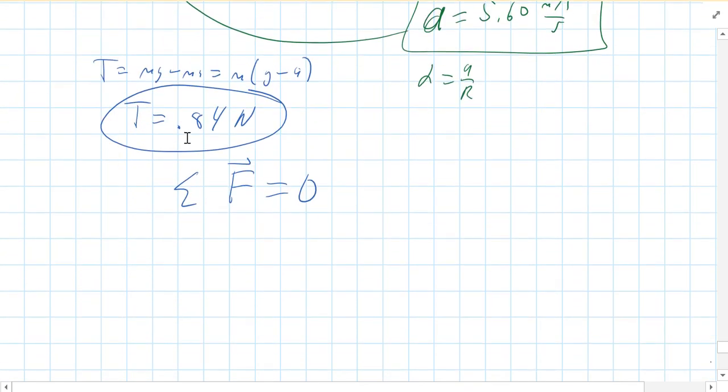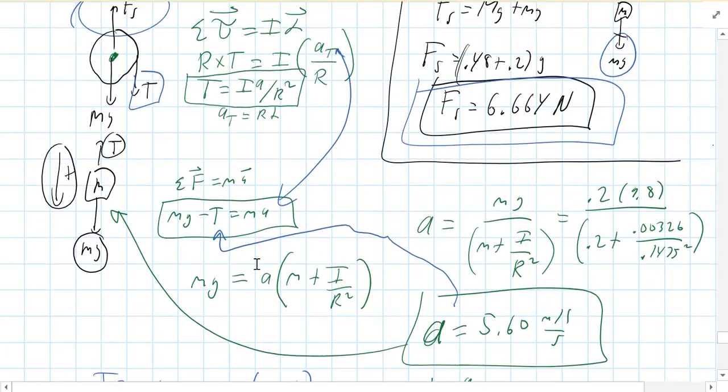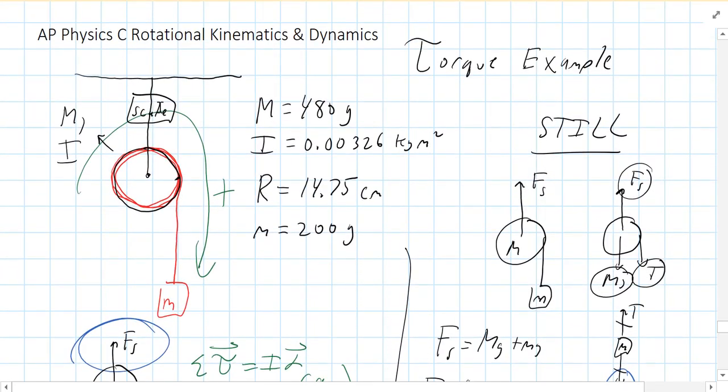Okay, and you're going to have the force of the scale is going to equal big mg plus that tension, which is 0.48 times 9.8 plus my tension, which is 0.84, and I get the new scale force is equal to 5.54 newtons. And when I do this demonstration in class, we actually can see it. So it drops by over 1. So the scale, you'll see like the needle, and when I let the little weight go, the needle actually moves to the left a little bit. The scale reads less force while this thing is falling.